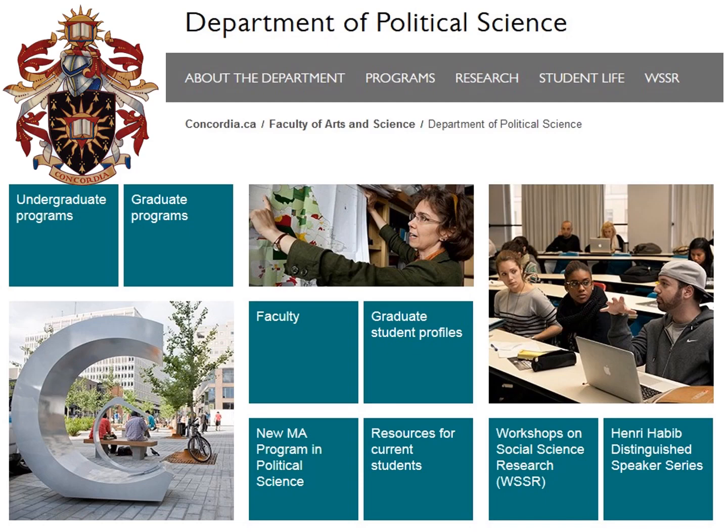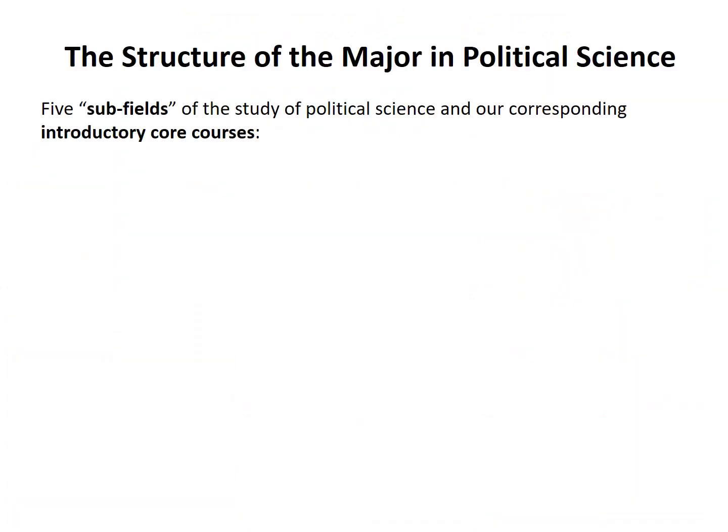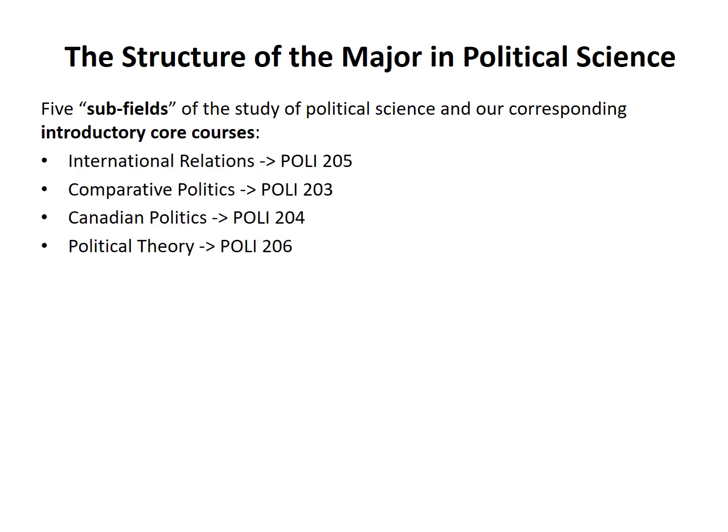This is the Department of Political Science orientation video. The structure of the major in political science consists of 5 subfields of study, each with their corresponding introductory course, except for the 5th, public policy.